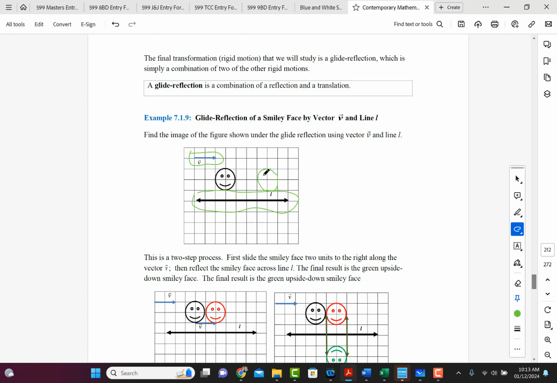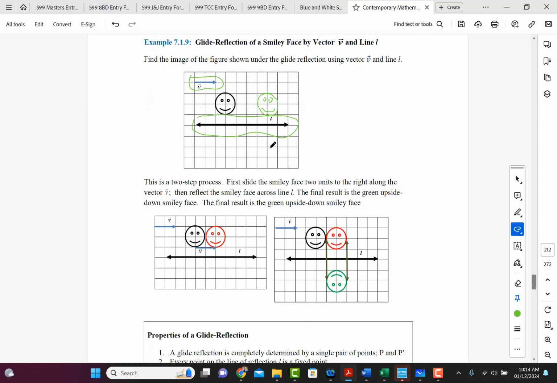Okay, so we've got our smiley face is going to slide this way, right? And then we're going to do the reflection, which is going to go down here, right? Reflected across in these 4 squares, right? So it's going to, and the eyes are going to be down here, like so.